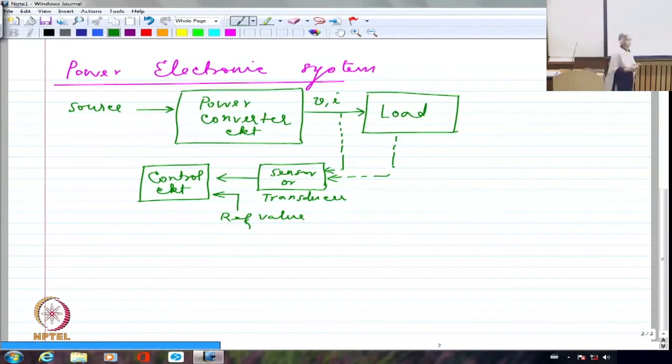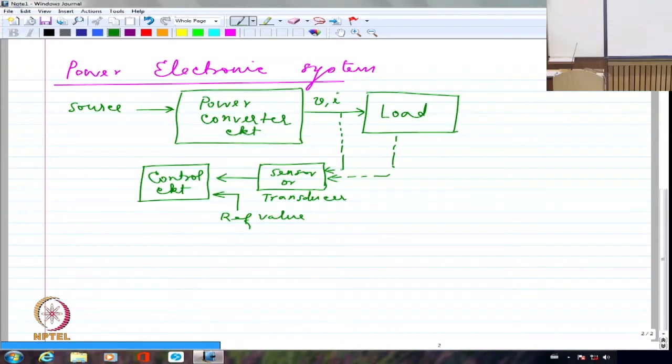I may require 25 degrees centigrade. I might require 5 volts. I may require 400 volts and 50 hertz. So, the reference value will be given as one of the input, and the sensed value will be given as the other input. Now the control circuit is actually the intelligence or the brain of this entire power electronic system.